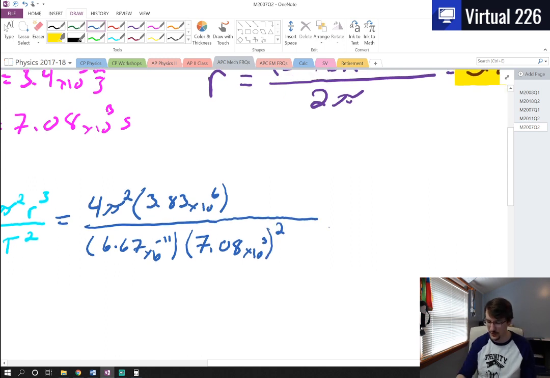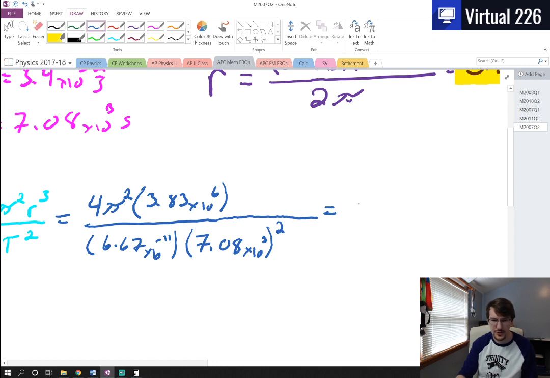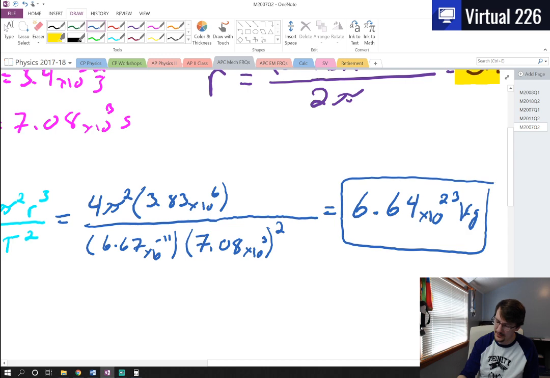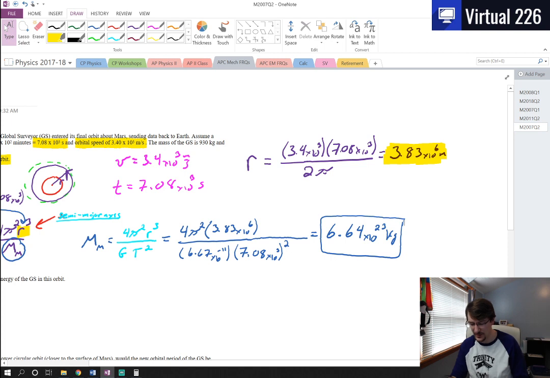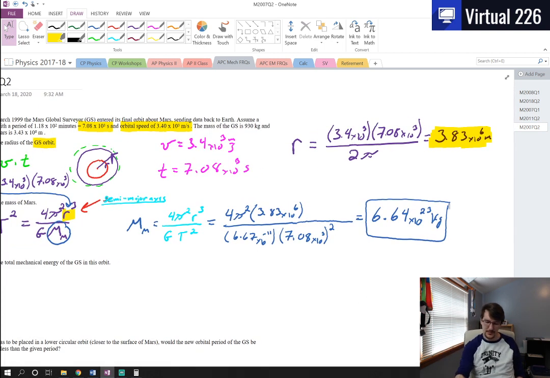We just make sure we throw that all properly into our calculator, and we should get a value that is somewhere around 6.63, 6.64 times 10 to the 23rd kilograms. Even if we took out the mass of the Surveyor, the 930 kilograms, it wouldn't matter. That's times 10 to the 23, such a big number. That's all we have there. So that's how I like to do this problem. I just like to invoke Kepler's third law, and then I have everything else, so I'm good, and you're done.